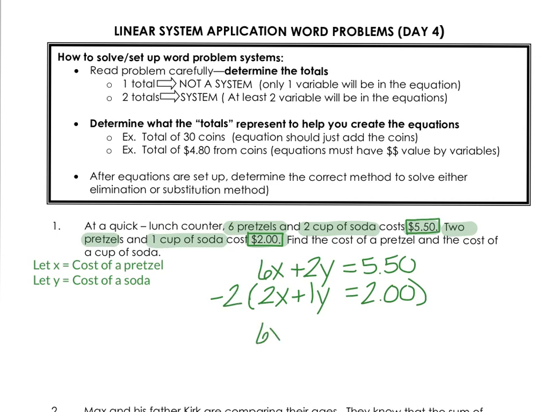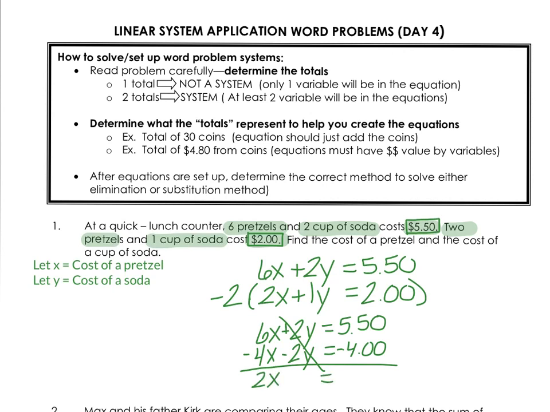So nothing is changing with the 6x plus 2y equals 5.50. And the bottom one is becoming -4x minus 2y to equal -$4. Now these are ready to combine and make them into one equation. So the 2y minus 2y cancels. 6x minus 4x is going to be 2x equals 5.50 minus 4, which is $1.50.